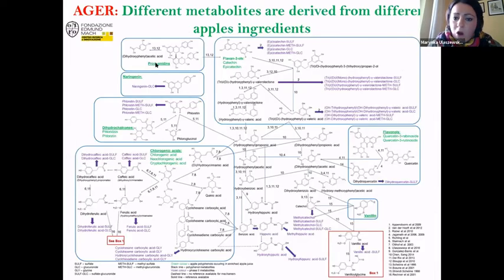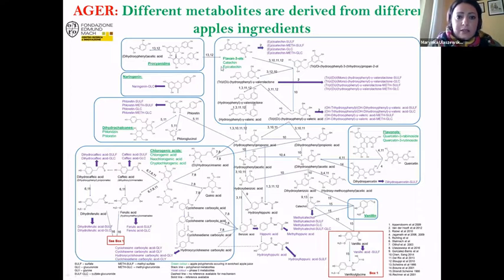And that's the example. I hope that you can see it correctly and with a good resolution. In the green color, I reported the names of apple constituents, apple ingredients. And in the violet color, I reported metabolites that we found to be statistically significant and circulating in the biological fluids, and the link between them. So where each metabolite comes from.